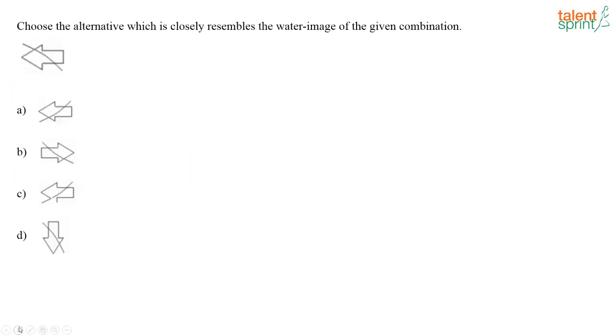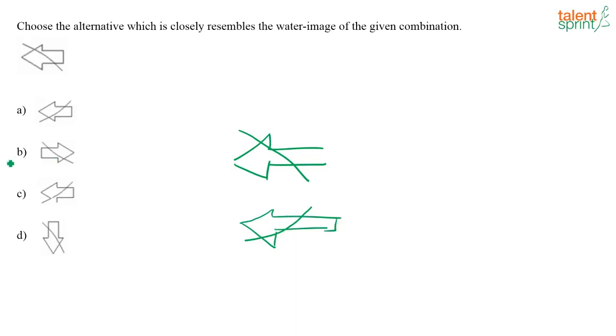Next one. Choose the correct alternative which is closely resembling the water image of the given information. Very easy one. So you have an arrow like this and you have a line like this. So how will this line appear? This line has to appear like this, and when you invert this arrow, you will still get the same arrow, right?